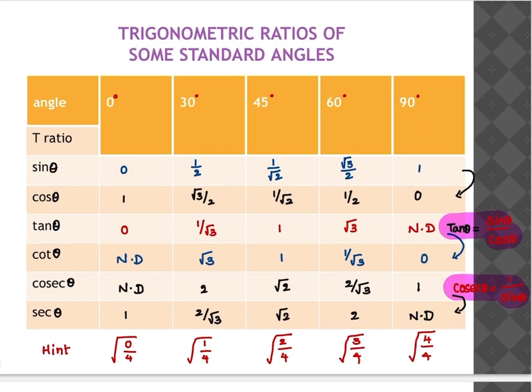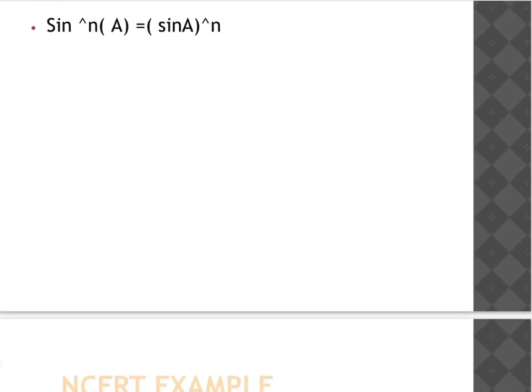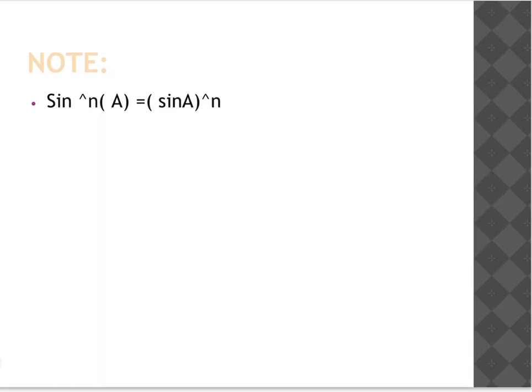First you need to learn how to make the table, and small observations like sine 0 degrees and cos 90 degrees are equal, sine 30 and cos 60 are equal. This observation you have to remember. Along with that, some more note points here. Observe carefully. Sine to the power of n of an angle, like theta or a you can take, is equal to sine a whole to the power of n.